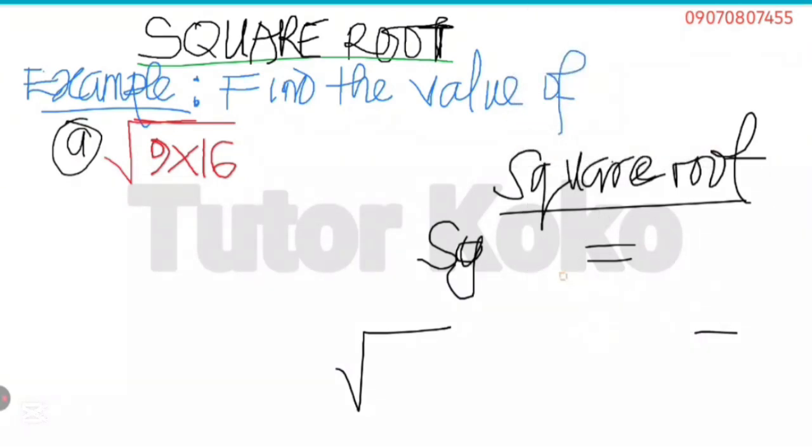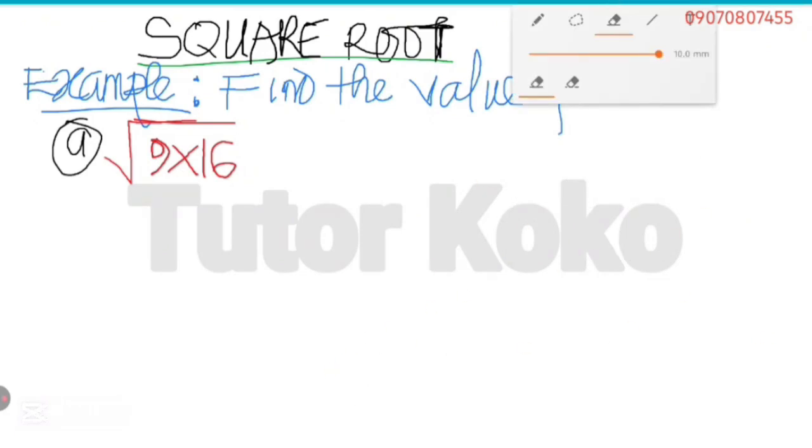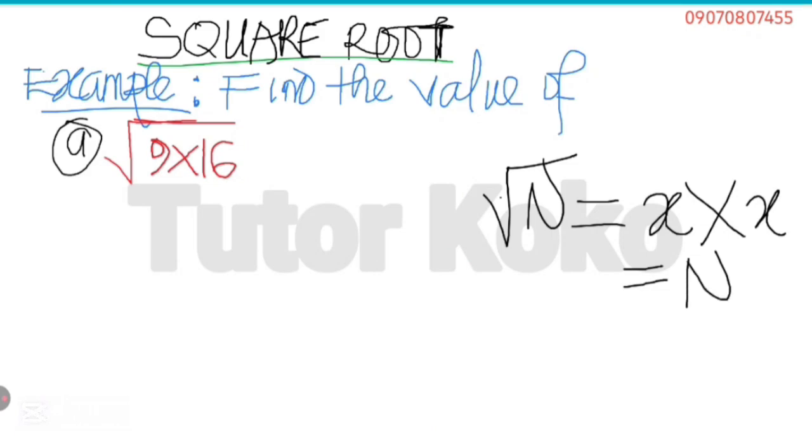All right, so before we proceed, what are the other things that you need to know about square roots? You need to know that when you are asked to find the square root of a certain number, you are going to look for a number that you multiply by itself such that it will still give you that particular number. Then you will pick one of the numbers. That is the square root of that particular number.